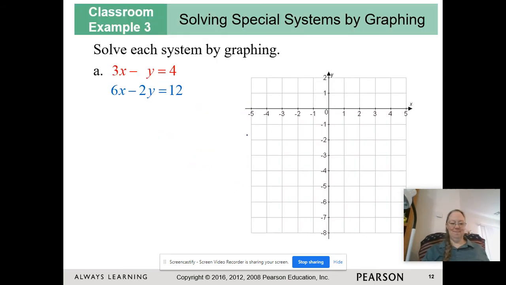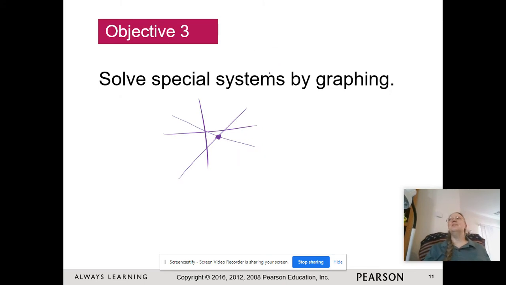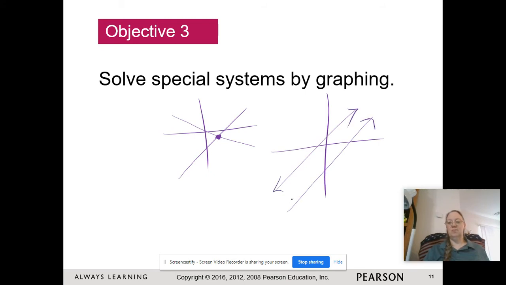So let me give you an instance, okay? What would happen if we have two lines that are parallel like this? If there are two lines that are parallel, they're never going to intersect. So right here, when they cross at one point, this would be the solution where they cross. But what happens if they are parallel? They don't cross. So since the solution is where they cross and these aren't going to cross, we would say this system has no solution.